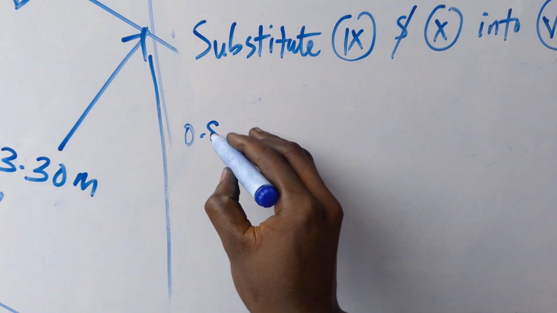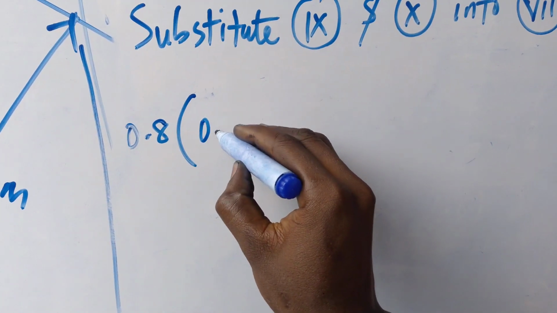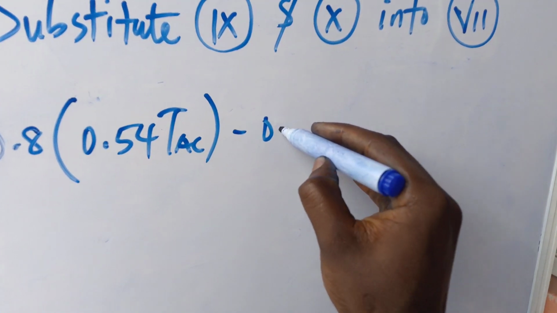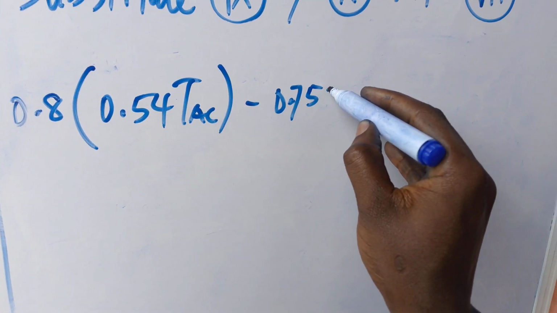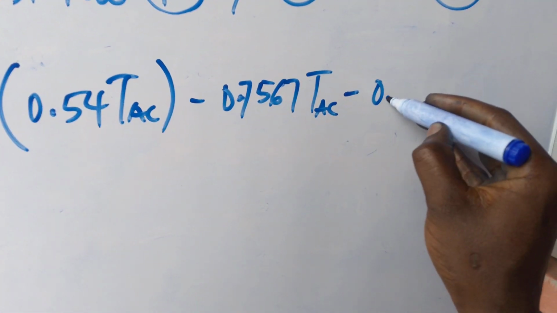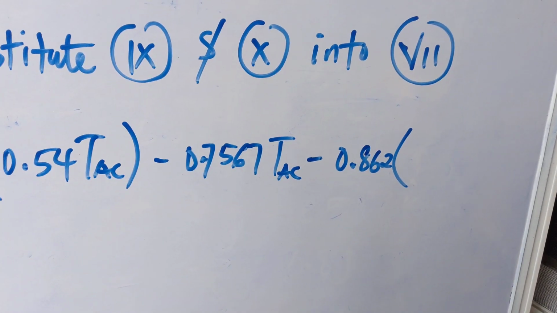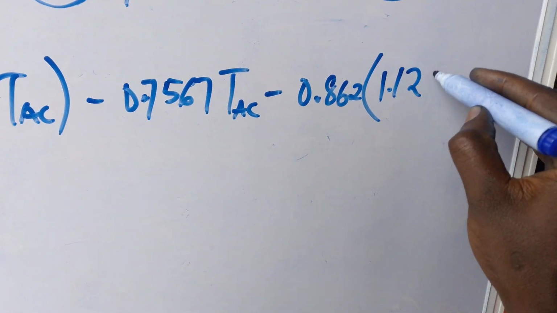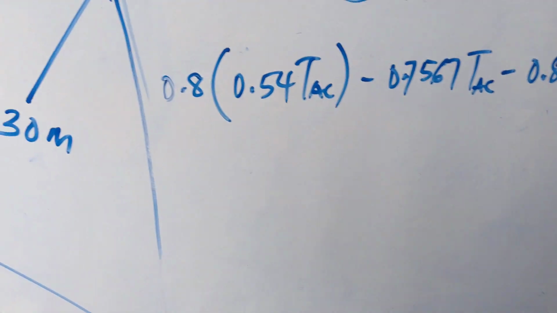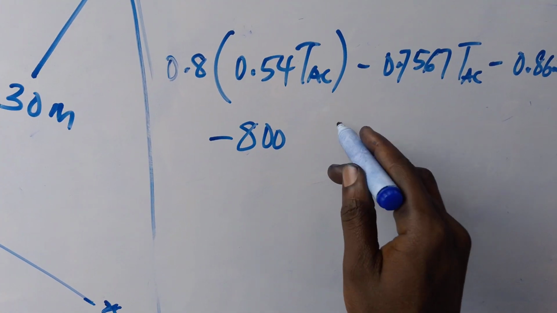I'll have 0.8 times, put the value of that TAB there, that is 0.54 TAC, minus 0.7567 TAC, minus 0.862 times 1.12 TAC, minus 800 is equivalent to 0.